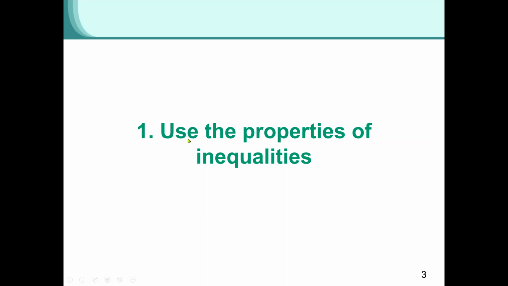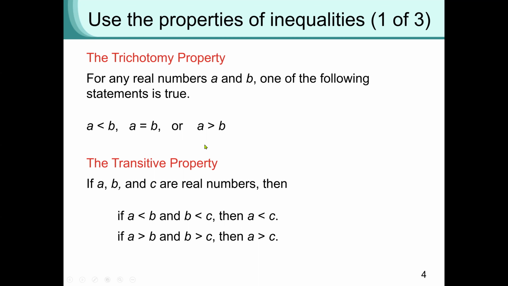So first, we start with using the properties of inequalities. Our first property said if A is less than B, A is greater than B, or A is equal to B. All these three statements, always one of them has to be true. So again, A is less than B, A equal to B, and A is greater than B. Always only one of these three statements has to be true. So we say for any real numbers A and B, one of the following statements is always true.